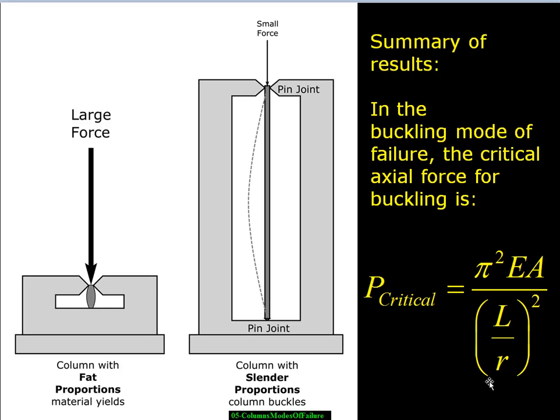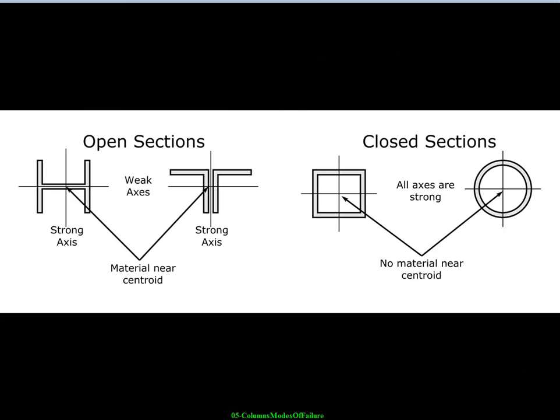Now, so far, we've talked primarily about closed sections. We wanted to get to a circle, but we didn't quite. We stopped short at a square. Now, sections like this are more expensive to make, as we learned in our discussions of how steel pipe and tube is made.